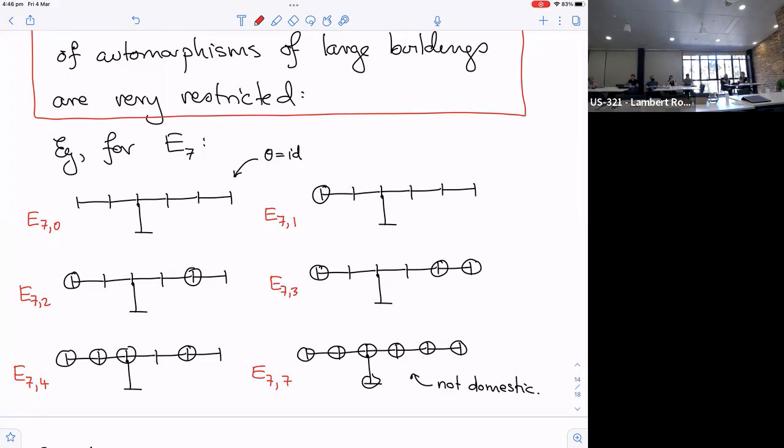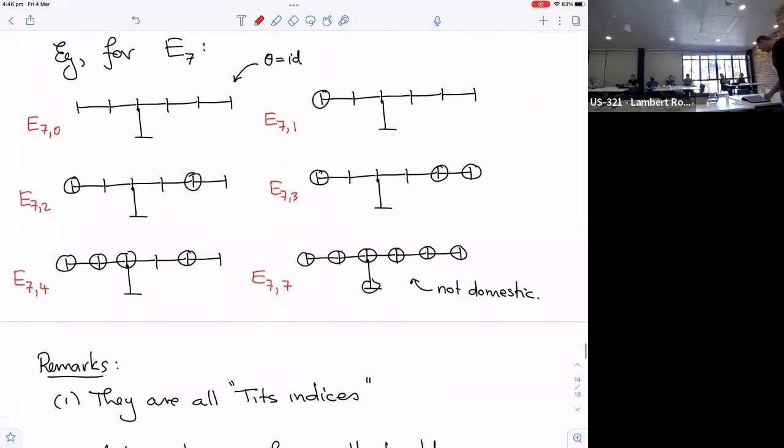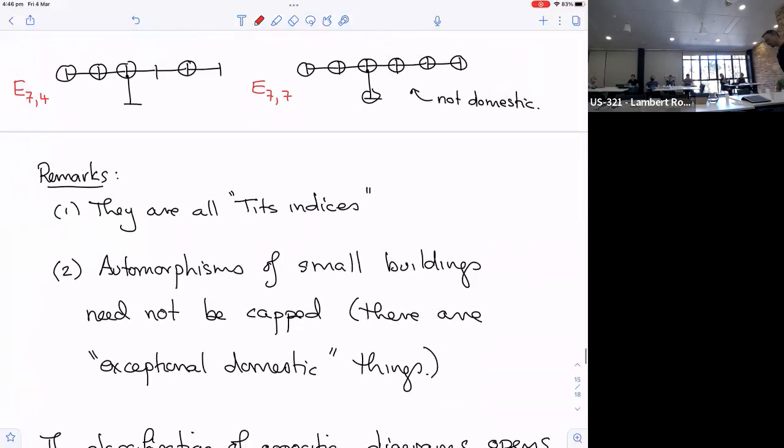But notice this guy and this guy appeared in Jeroen's talk. That was on his 3rd row, 4th column, and his 4th row, 3rd column. There's some mysteries there. Anyway, they're all Tits indices. That's related to what Jeroen said as well. So for algebraic groups, that's actually not a complete coincidence, as we'll see soon. But we don't know what a Tits index is.